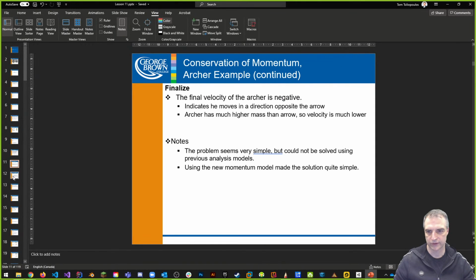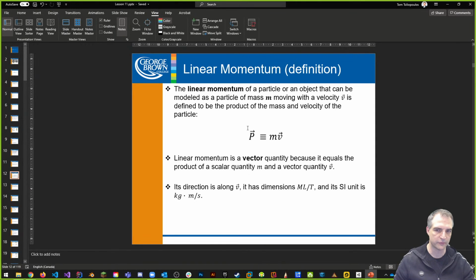So we just said it. Our linear momentum, which is what we're talking about, is big P, right? It's a vector, and it's approximately equal to mass times the velocity vector. So that's what momentum is. It's a vector quantity because it equals the product of a scalar quantity, mass, and a vector quantity, velocity, right? Its direction is along the velocity components.